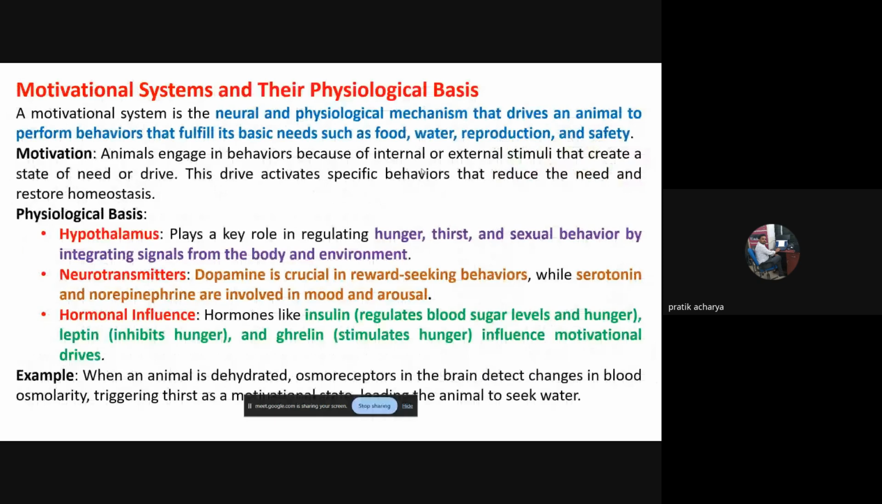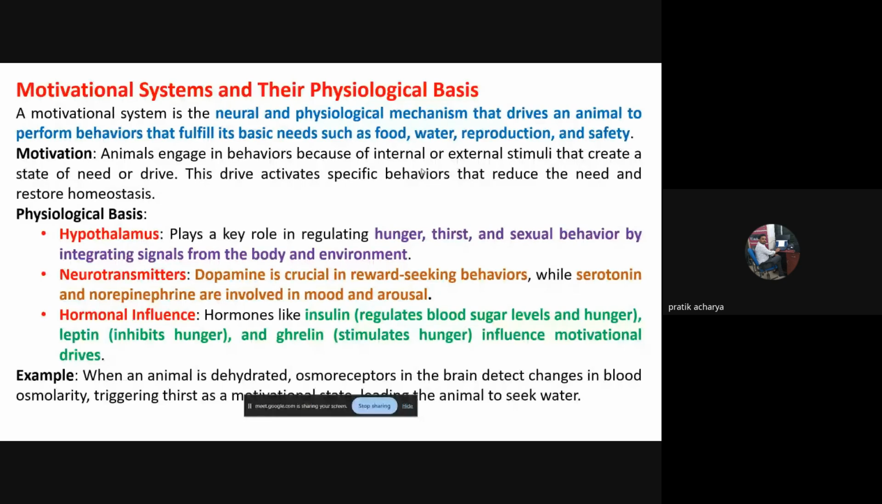Then the motivational system and its physiological basis are also important. What is the motivational system? It is the neural and physiological mechanism that drives an animal to perform behavior that fulfills its basic needs, such as food, water, reproduction, and safety. Safety means the protection pattern. So motivation means the animal engages in behavior because of internal or external stimuli that create a state of need or drive. This drive activates specific behavior that reduces the need and restores homeostasis.